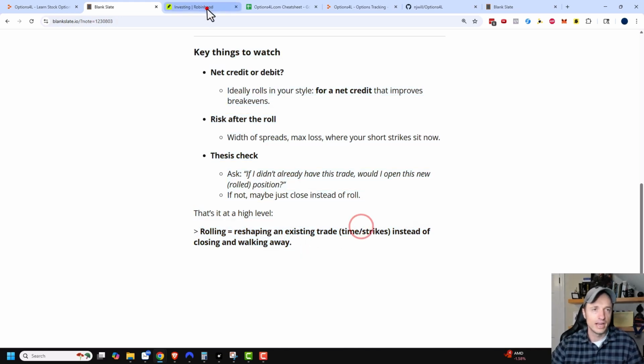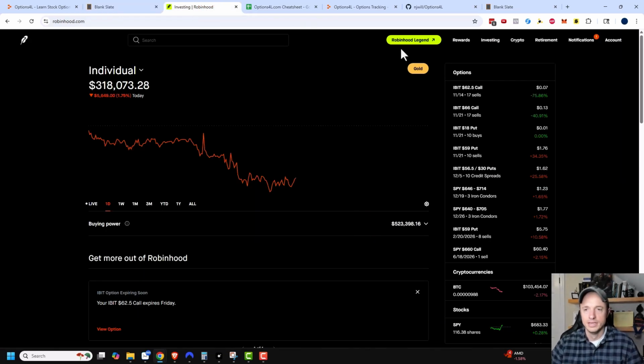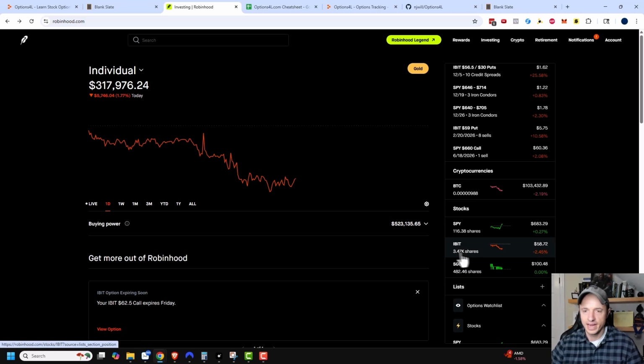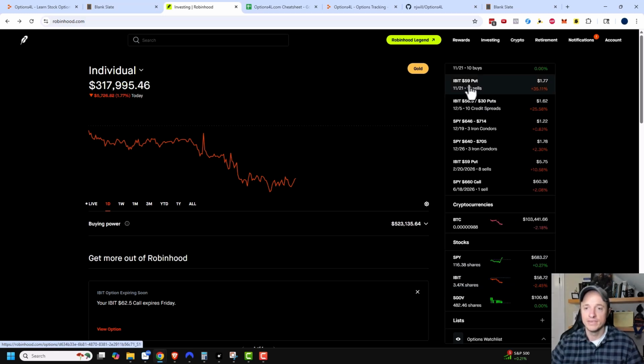So let's head over to Robinhood and go through a few different examples. I have this trade right here. I have an IBIT $59 put. I have 10 short puts on the IBIT 59 strike expiring November 21st, so about 10 days from now. If I scroll down here, you can see that IBIT has come down lower than $59. So it is now in the money for the person that purchased that put option from me, which isn't really good for me, because they could exercise that option and I would have to buy IBIT at $59, even though at the market it's selling at $58.72.